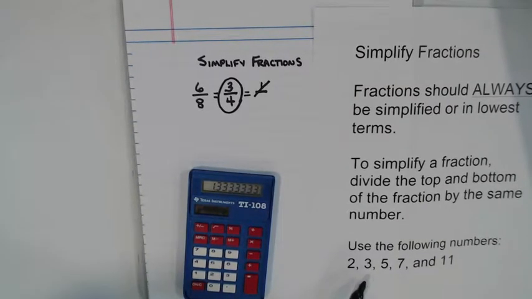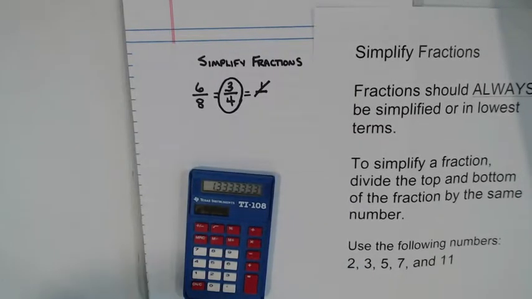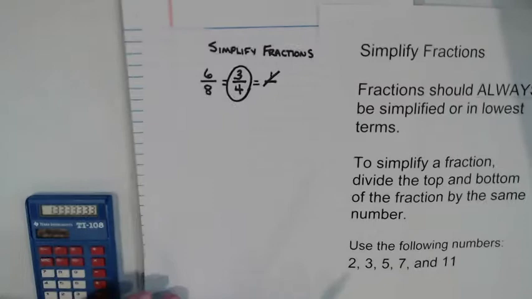Start with 2, go down your list until you get one that will work, or the numbers in your fraction are smaller than the number that you're trying. Let's try a fraction with bigger numbers.